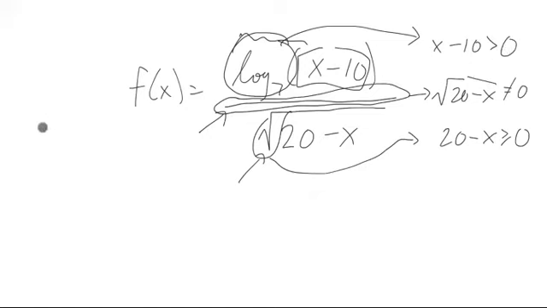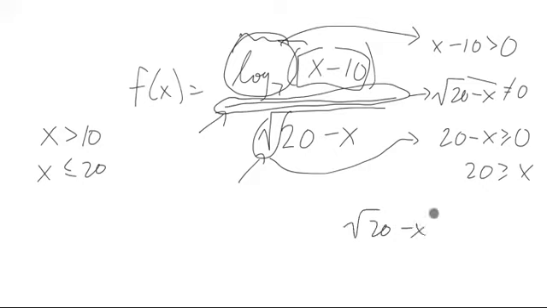Notice on the top, we get x is greater than 10. On the bottom here, adding x to both sides, we get x is less than or equal to 20. Now, what about this part? Let's work with that. Square root of quantity 20 minus x is not 0. Square both sides. 20 minus x not equal to 0. So then add x to both sides, we get x is not equal to 20.